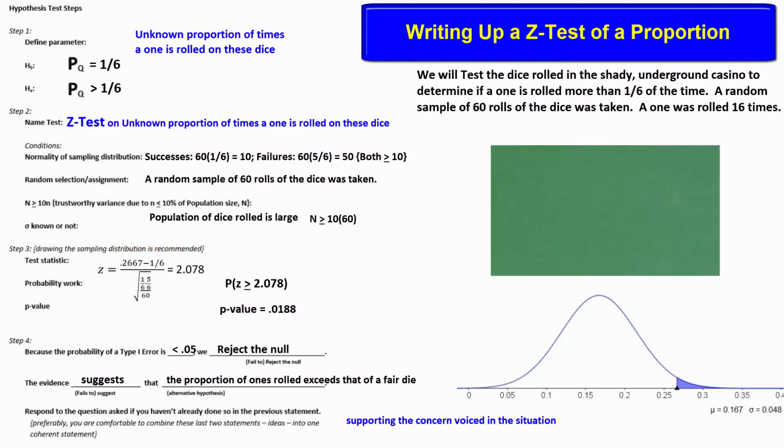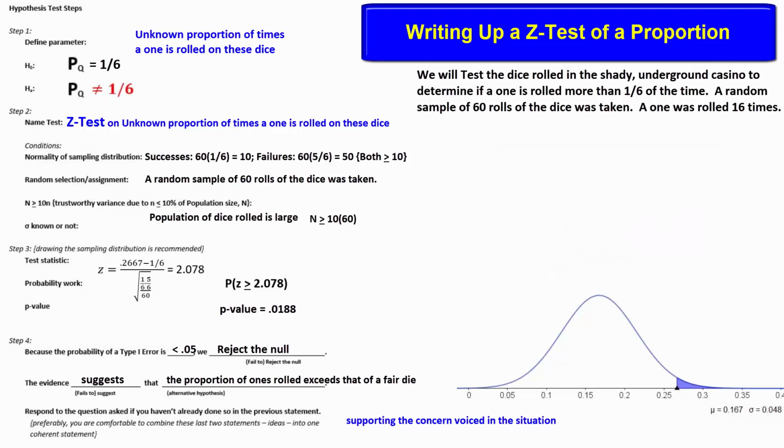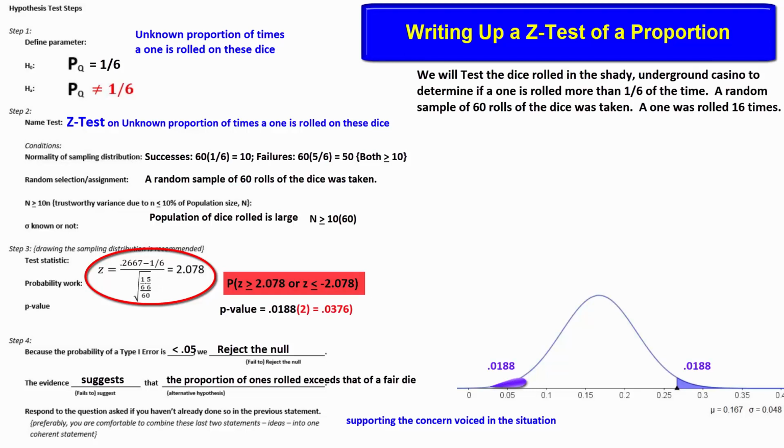In games using dice, it can be bad if a die is not fair in either direction. So if someone had simply claimed the proportion of ones is not 1/6, then this would become a two-tailed test. We would calculate the same test statistic, but it would be very important to display our understanding that our p-value is the probability of an extreme result due to chance occurring on either tail. This would double the probability of 0.0188 from just the right tail.